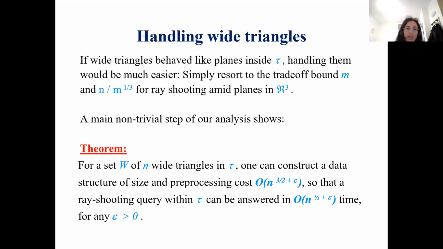What we managed to show in this non-trivial step of the analysis is that for a set W of n wide triangles in a cell tau, we can construct a data structure of size and preprocessing time n to the 3/2 plus epsilon, so that a ray shooting query within tau can be answered in n to the 1/2 plus epsilon time. That is, this eventually gives us the bound that you would want to get by replacing the triangles with planes. It's just that we had to use several tricks to get there. So this is what we get for wide.